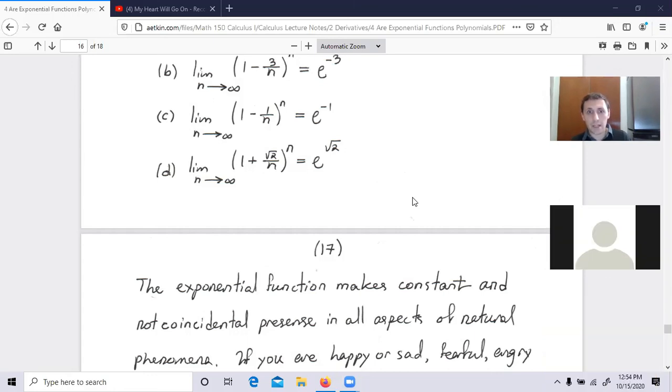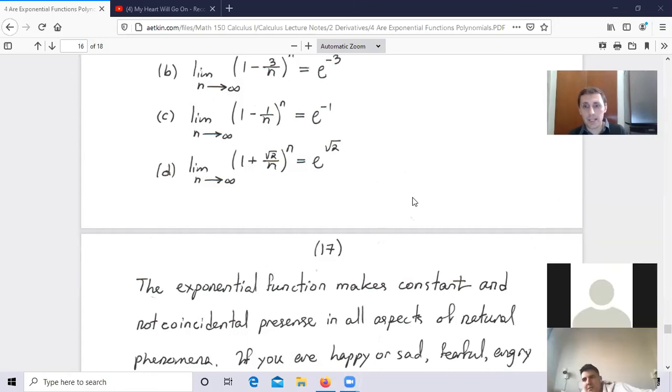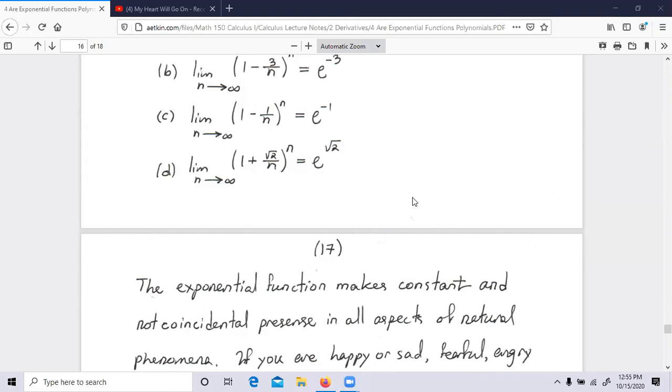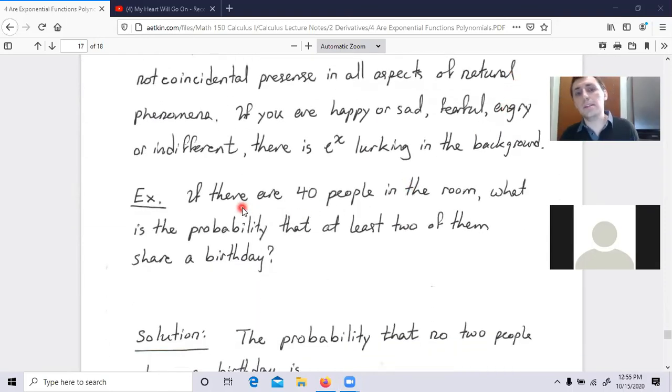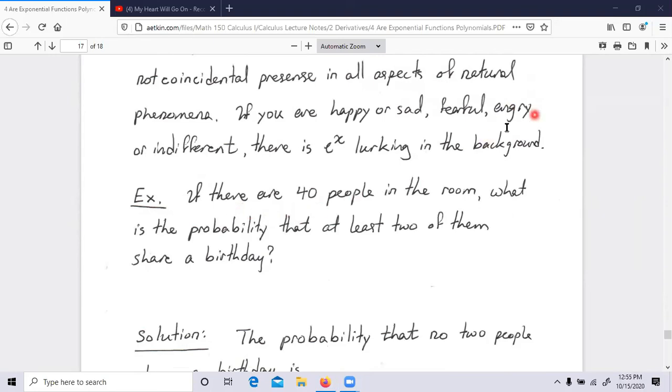I knew that, with this class, two people will share their birthday with 88% likelihood. How did I know that? Because of the number e. Here it is. Suppose the question is this: if there are 40 people in the room, what is the probability that at least two of them share a birthday?